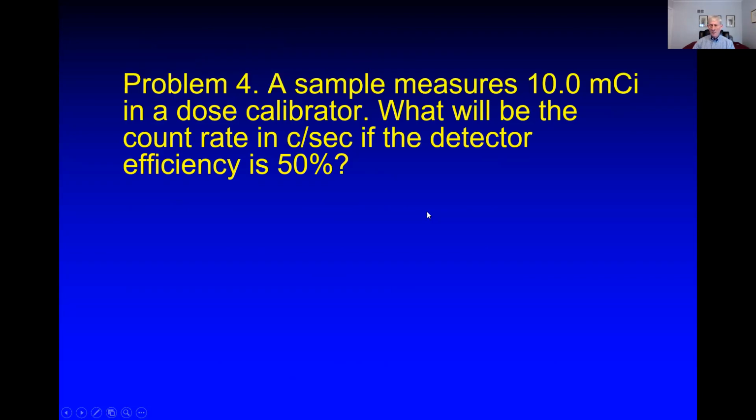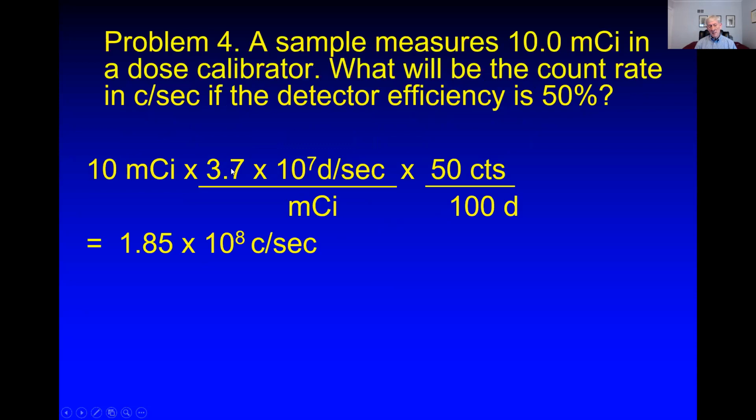Okay, you actually might be able to work this in your head also. We have a sample that measures 10 millicuries. How many DPS is that? If it's 10 millicuries, how many disintegrations per second? Who knows? It's not 1 millicurie, it's 10. 3.7 times 10 to the 8th. Good. So you know that the disintegration rate is 3.7 times 10 to the 8th, but your detector is only 50% efficient. So how many counts are you going to get? You're going to get half of that number.